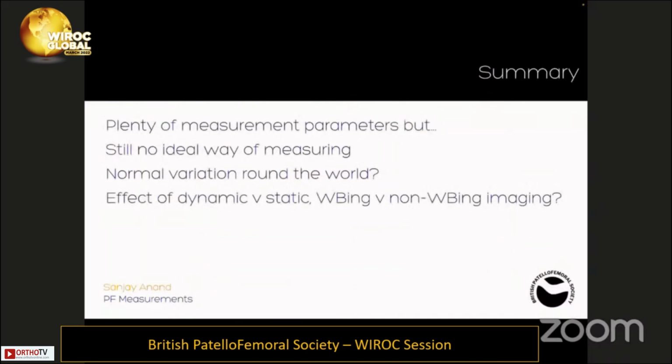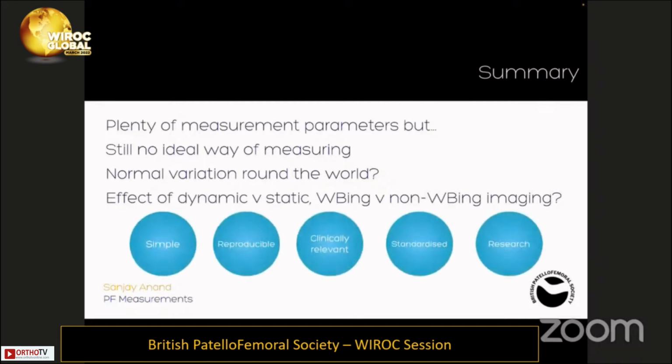I think in summary, there are plenty of measurement parameters, but still no ideal way of measuring them. We need to do a bit more work about working out what is normal and how that varies around the world. What's the effect of dynamics, so tensioning up their quads when you take imaging versus static weight bearing and non-weight bearing images. So it's still a fair bit of work to do.